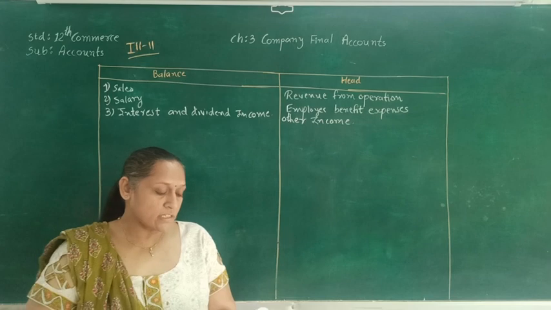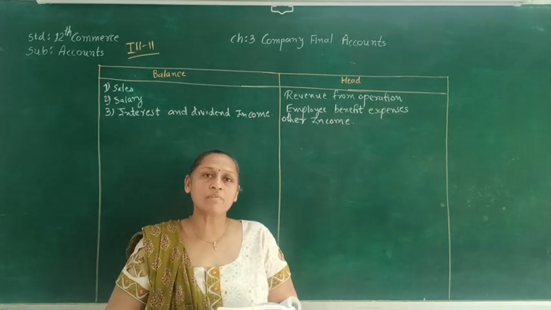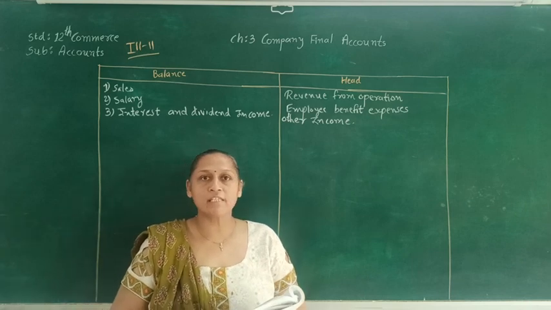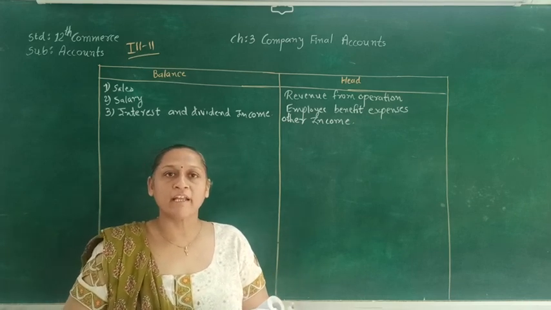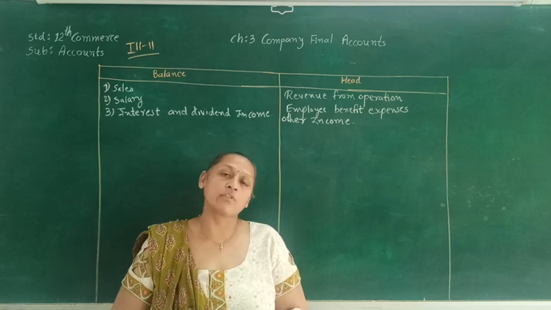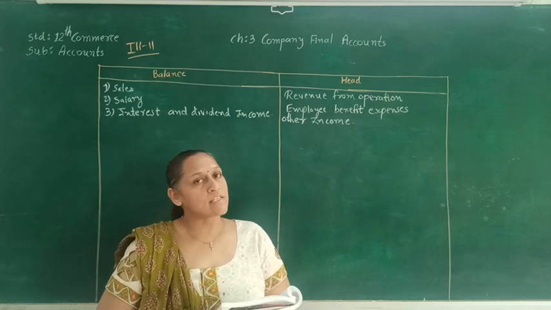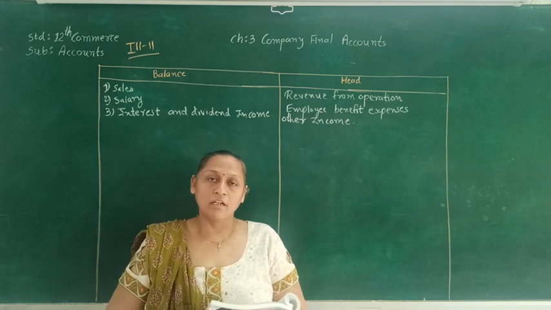After that, the next heading is income from scrap. In the business, due to production activity, some raw material can be produced as scrap. That will be sold, and it is not the regular income of the business. So that's why it will fall under other income.